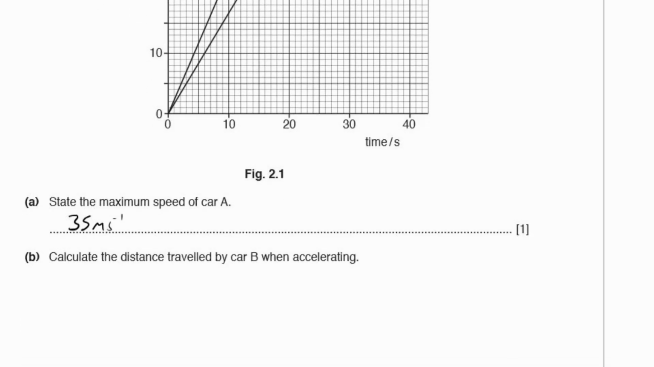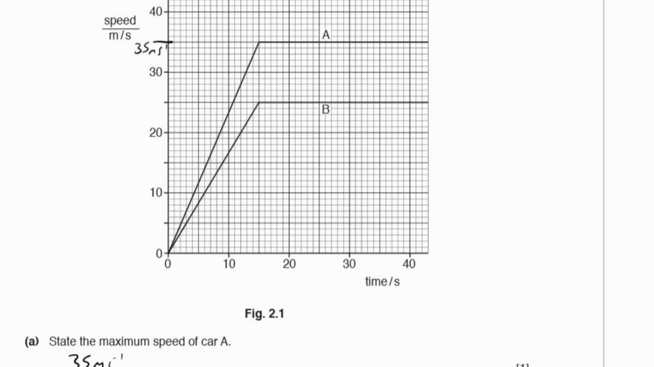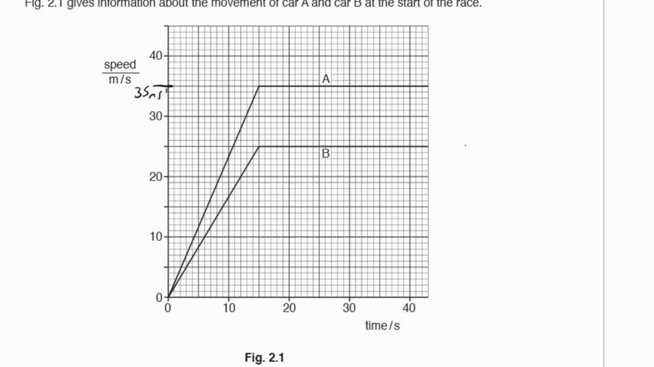Calculate the distance travelled by car B when accelerating. Ooh. Alright, it's accelerating. Remember, acceleration is change in speed over change in time. Technically it's change in velocity, but we're dealing with a speed-time graph here. So change in speed divided by change in time. The speed's changing up to here, and at this point it stops changing. So we want to find the distance travelled when it's accelerating. It's going to be the distance travelled up to this point.